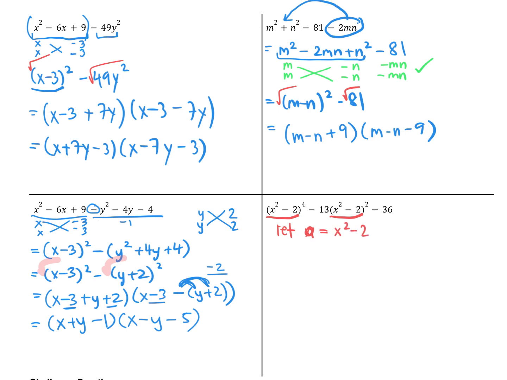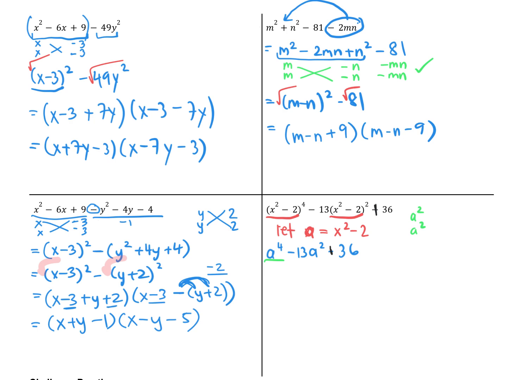I can't use x because we already have x's in the actual question. So that's going to be a to the 4 minus 13a squared minus 36. Now I'm going to factor. I'm just going to factor on the side here. a squared times a squared would give me a to the 4. Now I realize I made a little typo. I would like the 36 to be positive, so I'm just going to fix that for us.